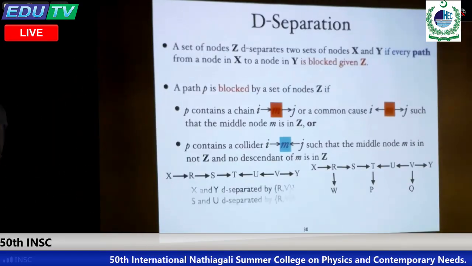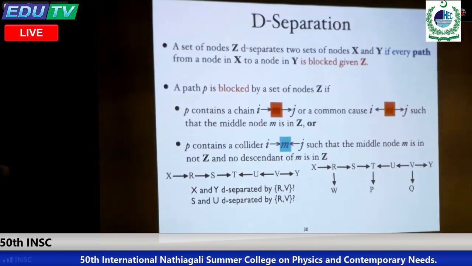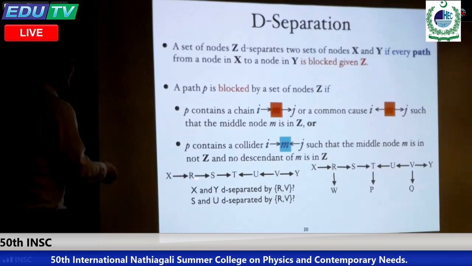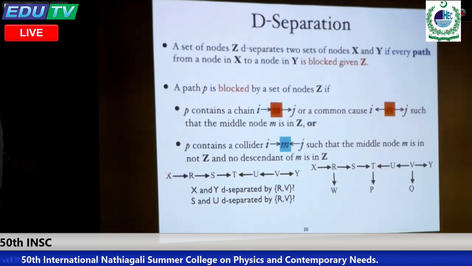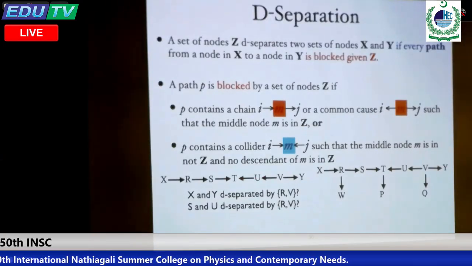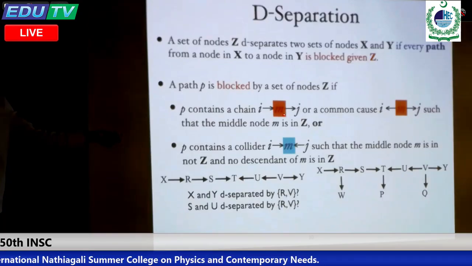Now let's look at some examples. Given this graphical representation, do you think X and Y are d-separated by R and V? Yes or no? To save time, yes, because here you have a middle node. This middle node is there, so the first condition holds true, right?